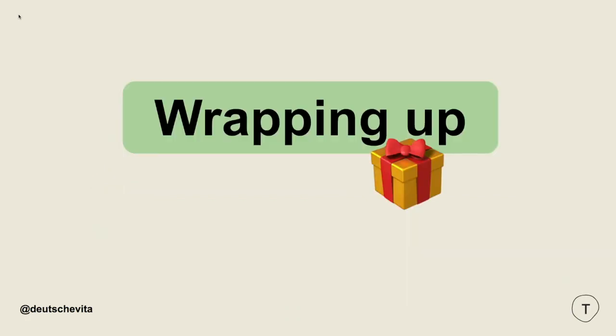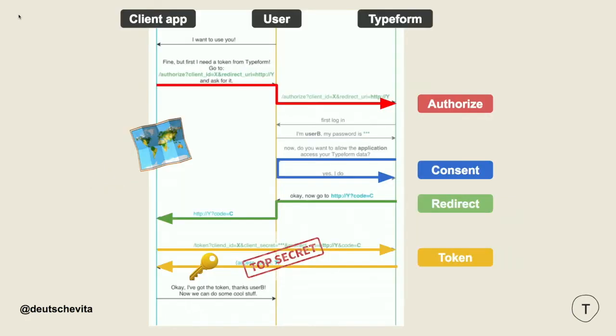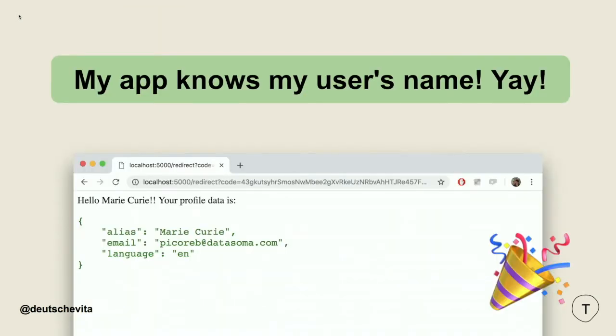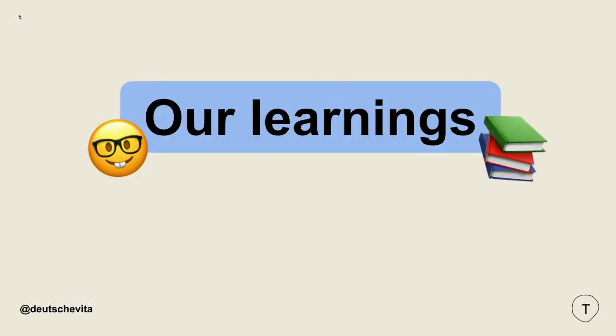Okay, so to wrap up OAuth, it looks something like this. We have the authorized request from my client's application to Typeform through the browser, then the consent screen from Typeform to the user and back in the browser, then the redirection from Typeform to my application through the browser, and finally our top secret token request from my application to Typeform and back. So this means my app now knows my user's name, and I am very, very happy that this process is over. So what did we learn from all of this experience?